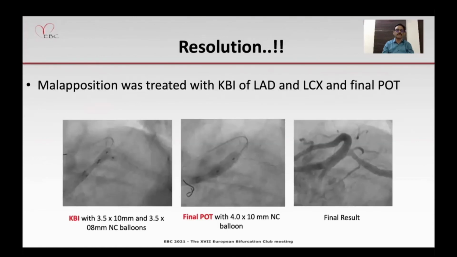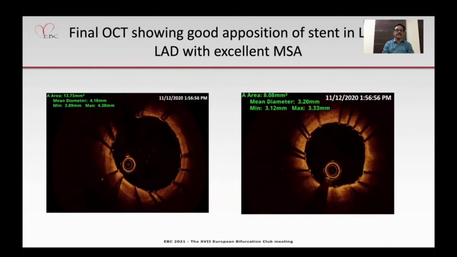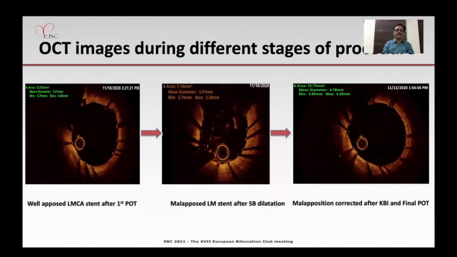So that's what we have done. The resolution of this problem was by a kissing balloon of LAD and LCX, as shown in the first angiographic image, followed by POT in the left main, and the final image shows a very good angiographic result. And this is the final OCT, which is showing a very well apposed stent in the LAD and left main. And this is the sequence of OCT images in the left main.